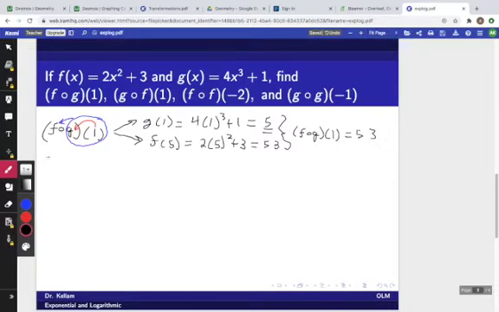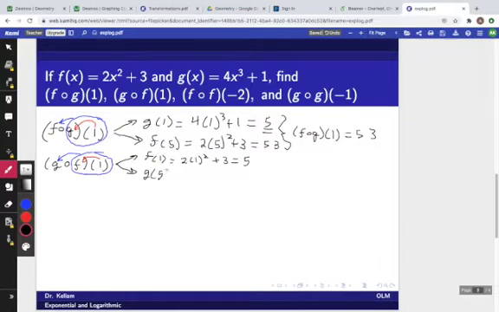Let's do that with g of f. G of f of 1. So we take our 1 and we put it into f, and then we take that answer and we put it into g. So this is going to give us two things that we need to do, I should say. F of 1 is 2 times 1 squared plus 3, which is 5. Okay.